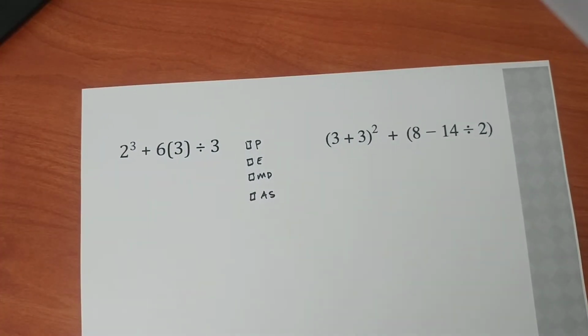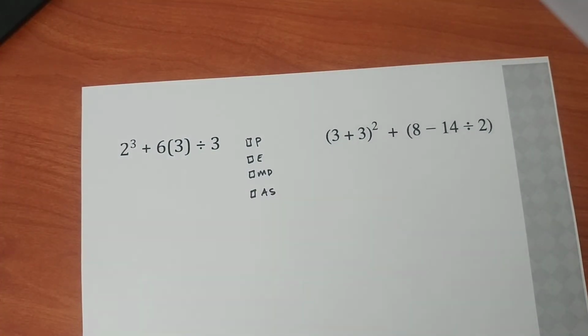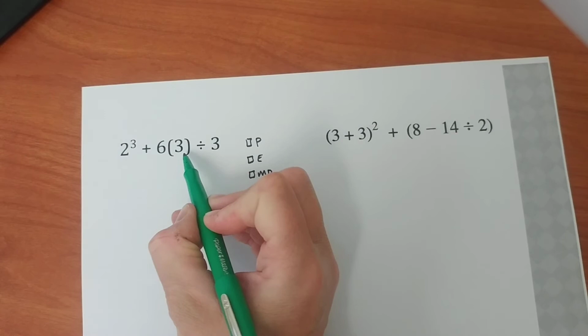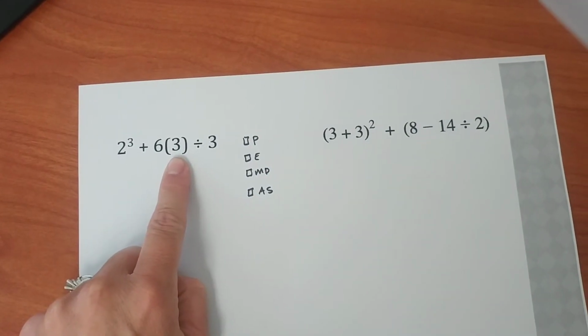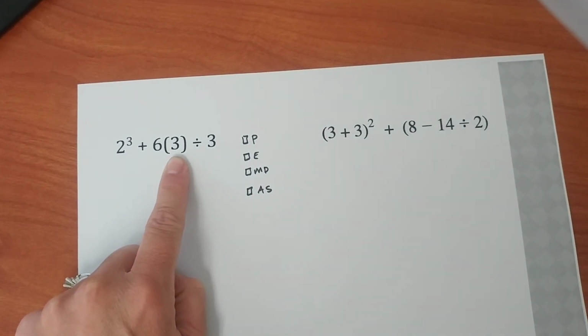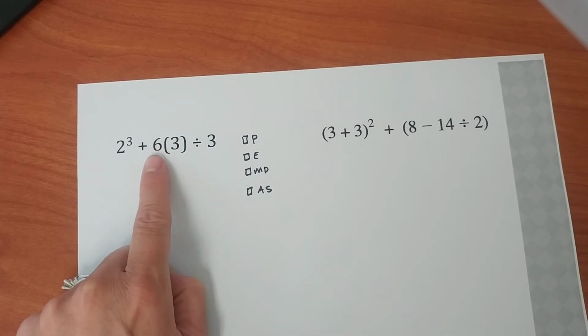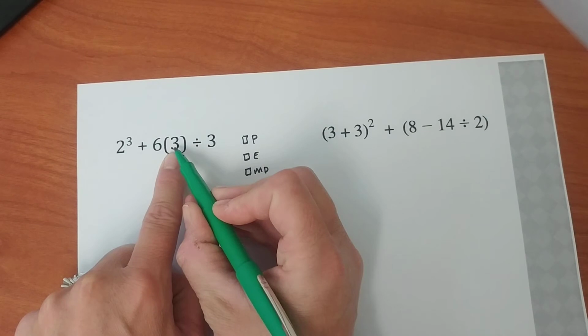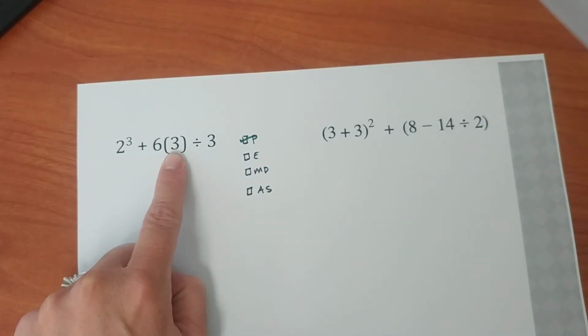I got the PEMDAS. All right, let's give it a try. Parentheses. You might see parentheses here, but is there an operation inside of there? No, there's not. This parentheses is sitting next to the 6, signaling multiplication. So no operation to do in the parentheses. I don't have to do anything.